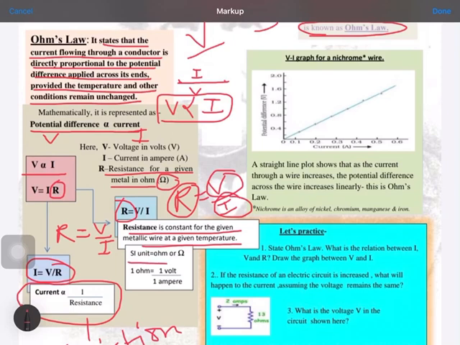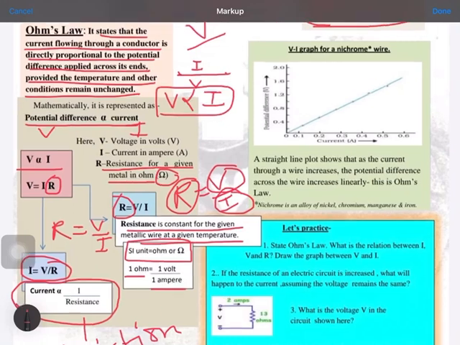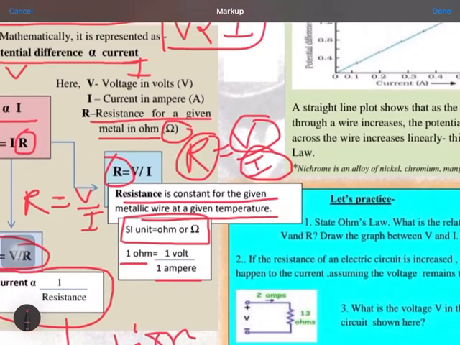So the SI unit of resistance, we said it is ohm, and 1 ohm we can write through this formula as 1 volt upon 1 ampere. So if you want to define what is 1 ohm, when a potential difference of 1 volt is there, then 1 ampere current is flowing through the wire, and the resistance of 1 ohm will be generated.